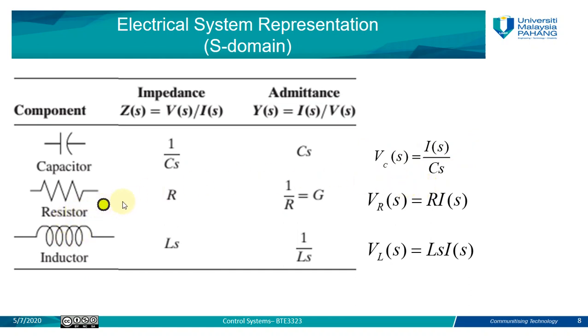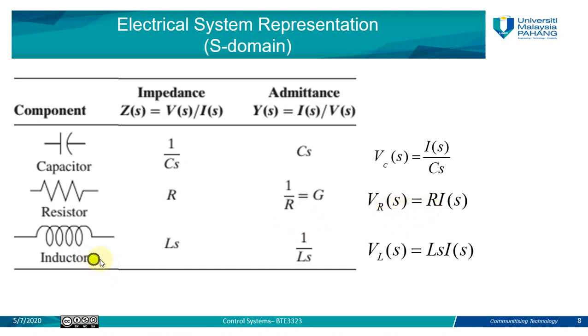Same for the resistor here, but in the case of the resistor, we do not have the S operator because the resistance is not affected by the frequency. So R is equal to R either in the time domain or in the S domain. So the value of R is the same, and the value of the admittance, 1 over R, is the same. The voltage is equal to R times Is, based on Ohm's law.